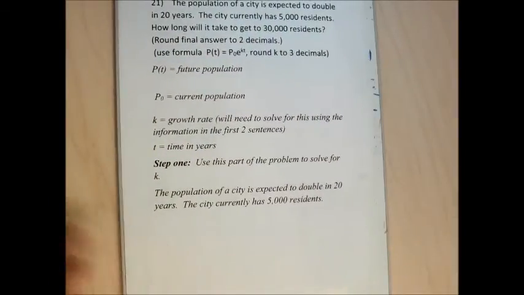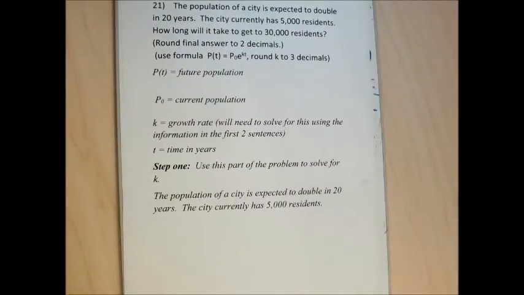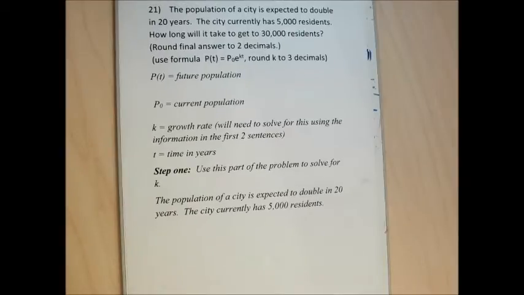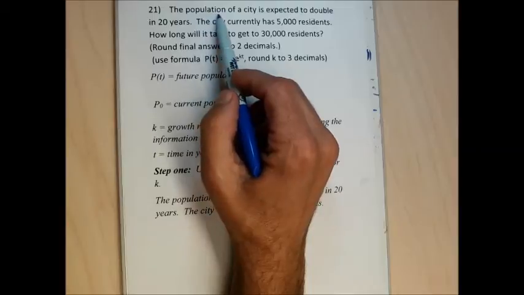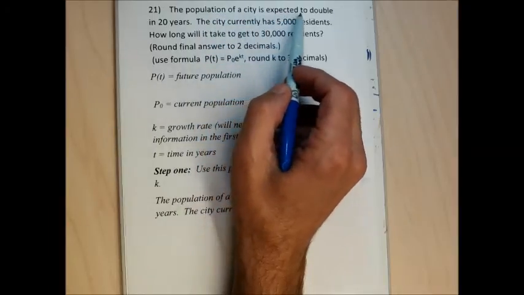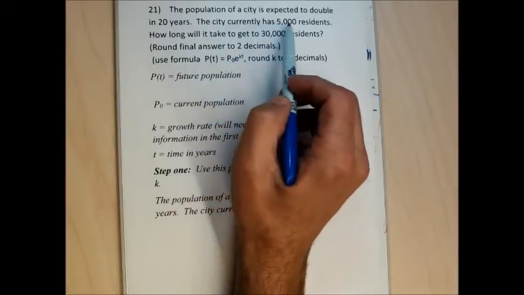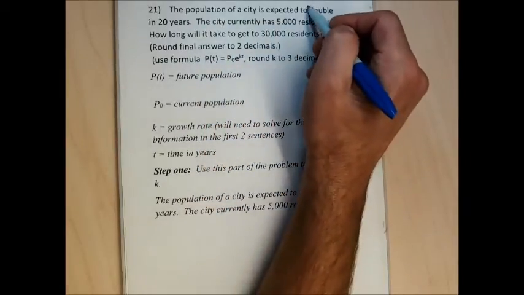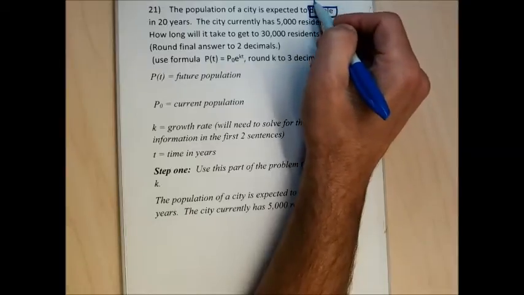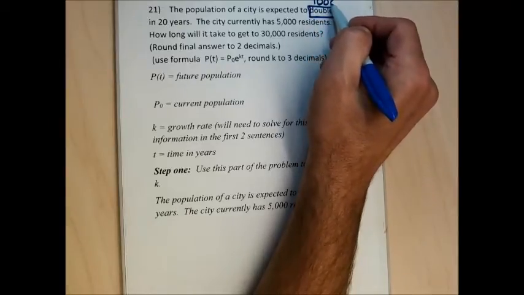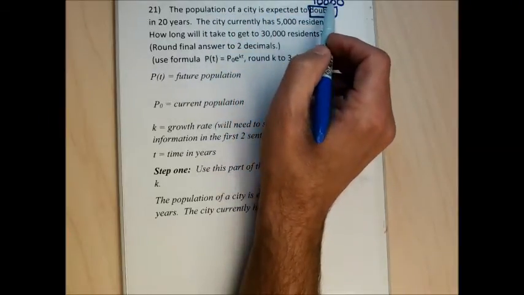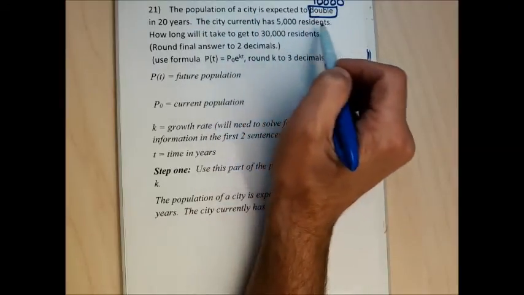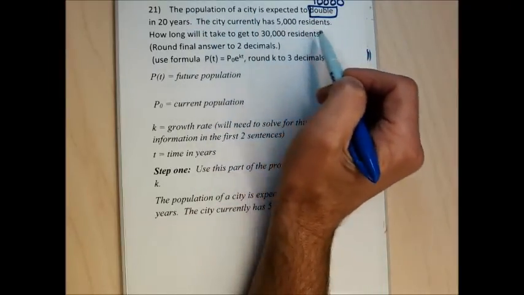So problem 21 is a kind of a two-step problem, and each of the steps is kind of what I did for problem 20. It's kind of doing the solution process twice. So problem 21 says the population of a city is expected to double in 20 years. The city currently has 5,000 residents. So doubling 5,000 residents, which is the current population, says the population of a city is expected to grow to 10,000 people in 20 years. The city currently has 5,000 residents. How long will it take to get to 30,000 residents?